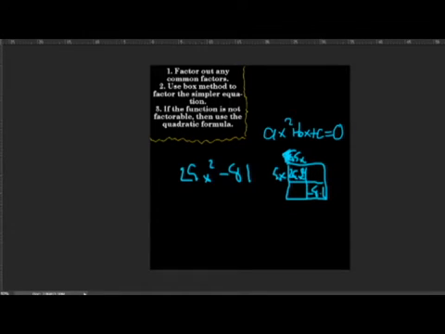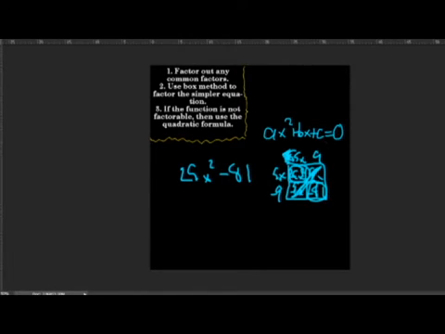So 81 is a square. So we know that it's 9 and 9. But we know that one of them has to be negative in order for this to add to 0. So this will be negative 9x, and this will be 9x. And these will cancel each other out. So we're left with this and this.